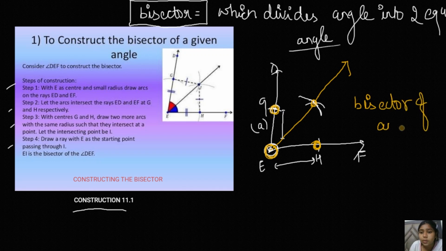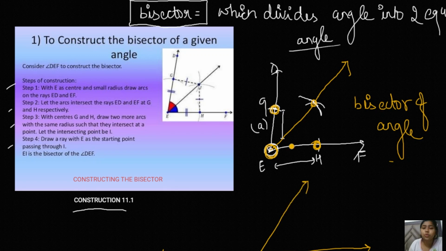Let me give you an example. Let's suppose there is a straight line over here. Suppose we know how to make a 60-degree angle. Suppose this is a 60-degree angle.